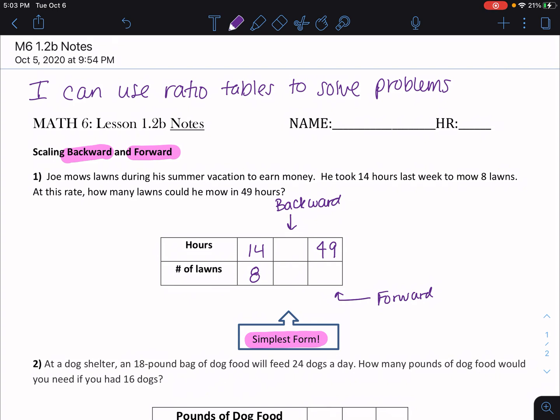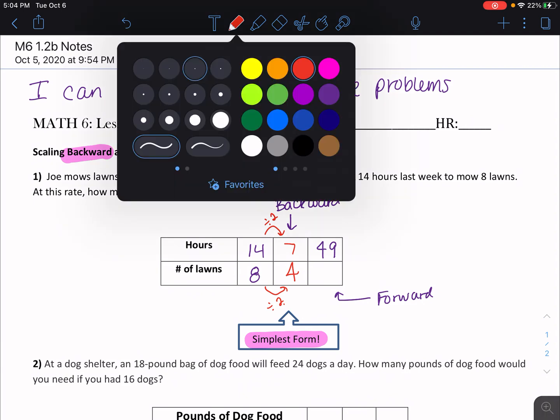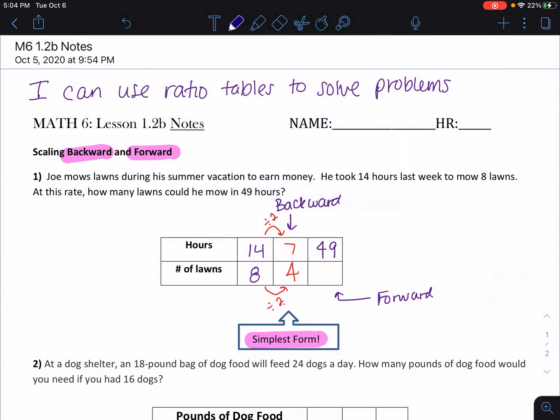Now, the reason why the middle column is open, again, is because we're going to simplify. Because there is no way to get from 14 to 49. So what I'm going to do first is divide by the greatest common factor of 14 and 8, which is 2. So 14 divided by 2 is 7, 8 divided by 2 is 4. And this ratio is now in simplest form. So I use the greatest common factor, my ratio is now in simplest form.